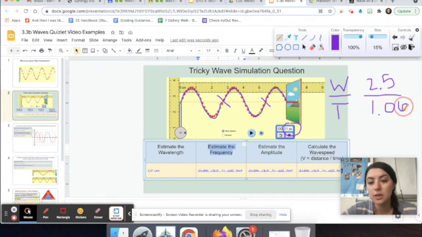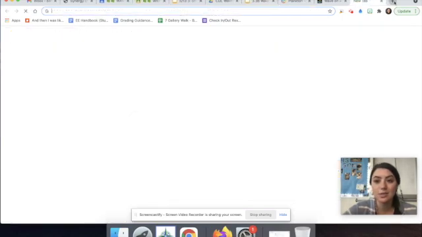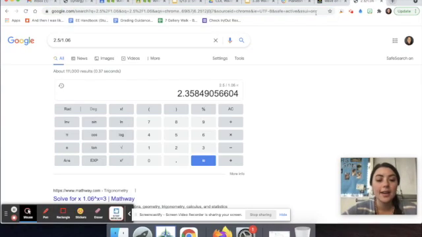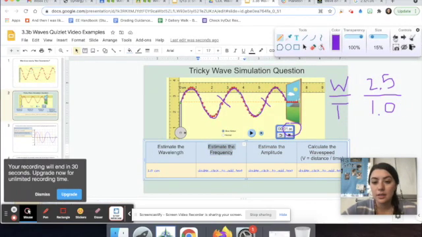So that is going to be my frequency. And I'm just going to use a calculator. Divide by 1.06. I got 2.36 after I round it. So 2.36.